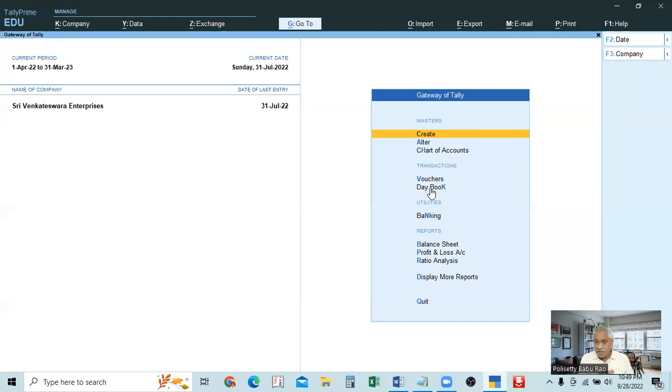And not only today. If you take for 1 week, from one date to another date, if you select, that is by pressing Alt F2. If you press F2, it is used for changing the date only. If you press Alt F2, it is for changing the period. So from one day to another day, if we select that period, this day book will display all the transactions for the whole period. We will learn about it after making entries in all the vouchers.